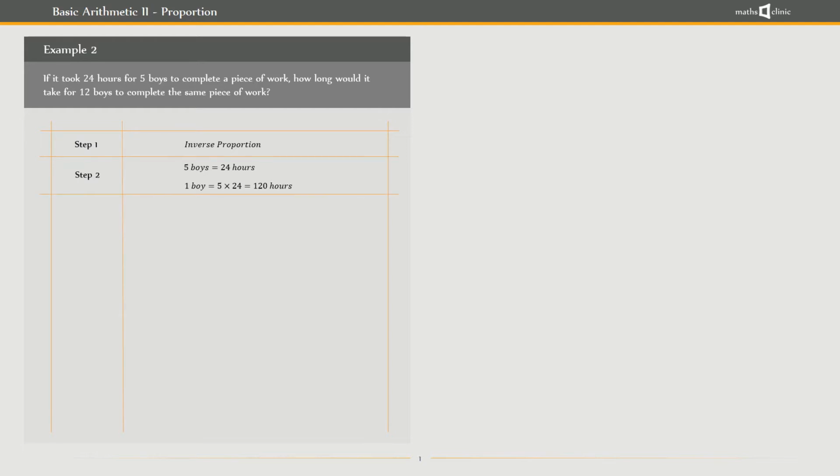Once you have 120 hours for one boy, you can go ahead and say, for 12 boys, so one boy equals 120 hours, 12 boys would be 120 divided by 12, which would give you 10 hours. And that will be your final answer.